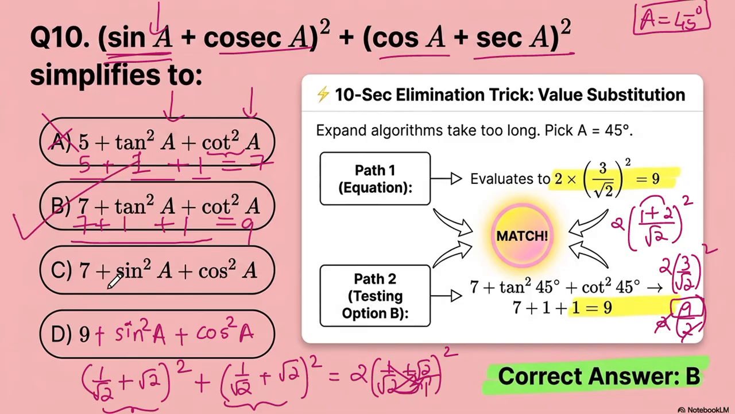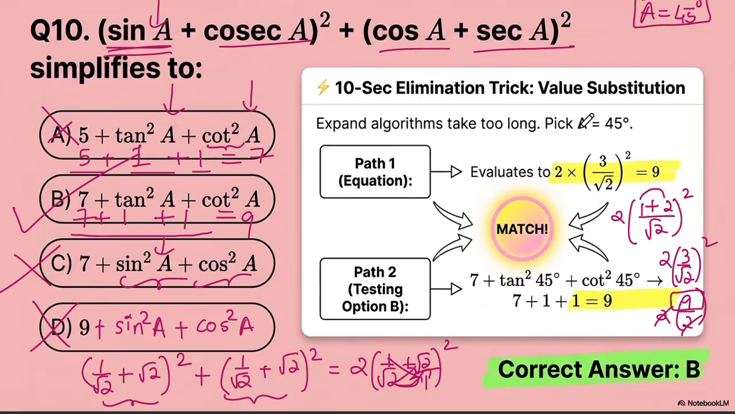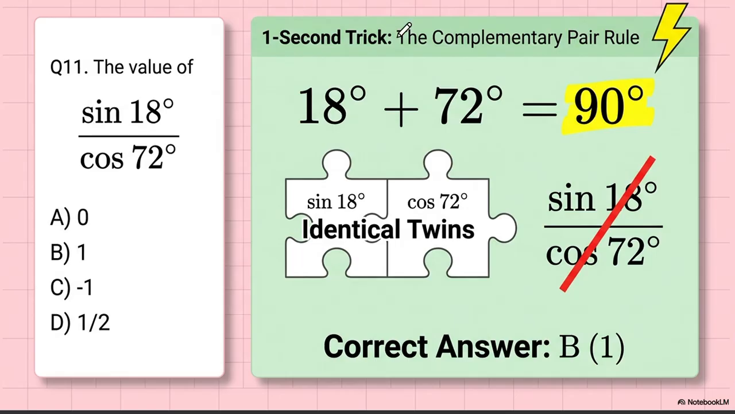If you put in the other options, you will get sin 45 as 1 by root 2, so you get 1 by 2, you won't get answer 9. Here also you won't get answer 9. So the correct answer is B, 7 plus tan square a plus cot square a. Look at the next question.